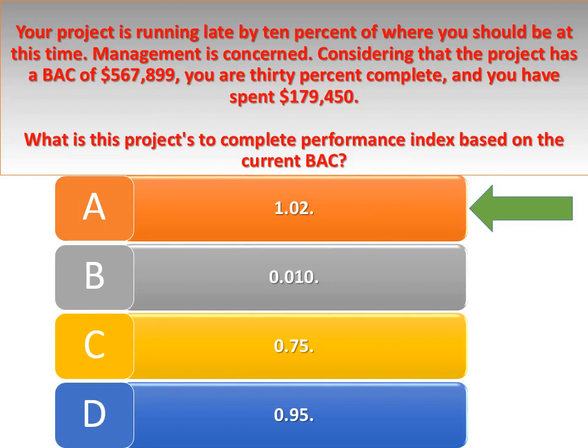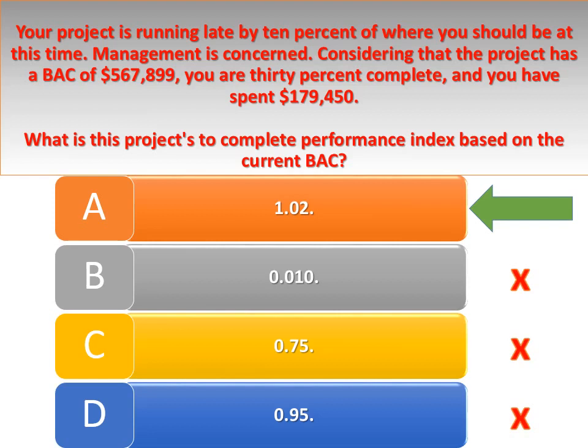Explanation. This project is not performing well on schedule, but moderately well on costs. The project's to complete performance index based on the current BAC is 1.02. The to complete performance index indicates the future required cost efficiency needed to achieve the goal. Once approved, the estimate at completion supersedes the budget at completion as the cost performance goal.